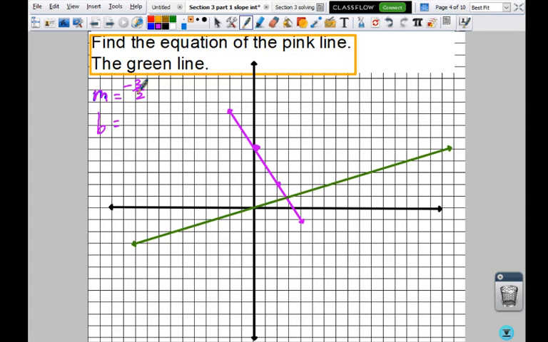I know, it was on your paper. I don't know why you didn't put 5 over. Alright, I did. What's our B, Susie? Our B is 5, because that's where it crosses our y-axis.